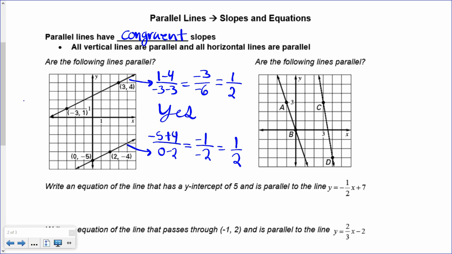Alright, go ahead and try the next one on your own, please. Find the slope of the line on the left, find the slope of the line on the right, and tell me whether they're parallel.